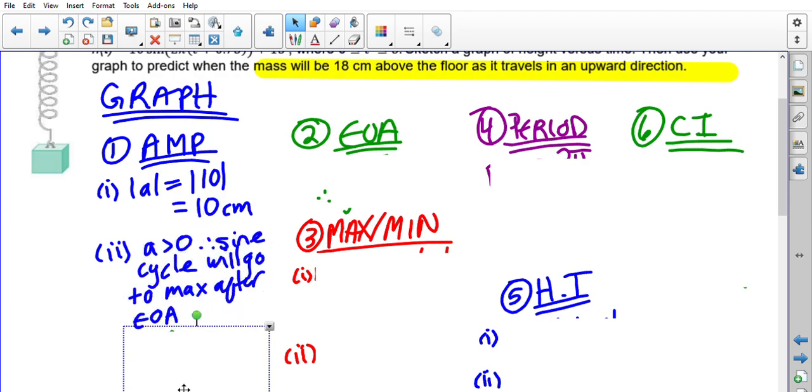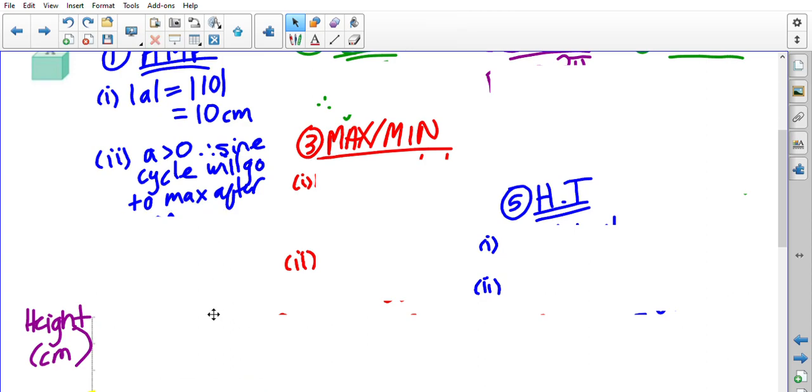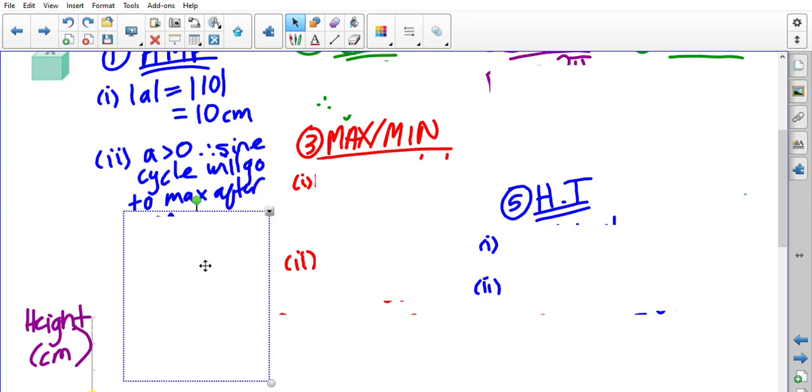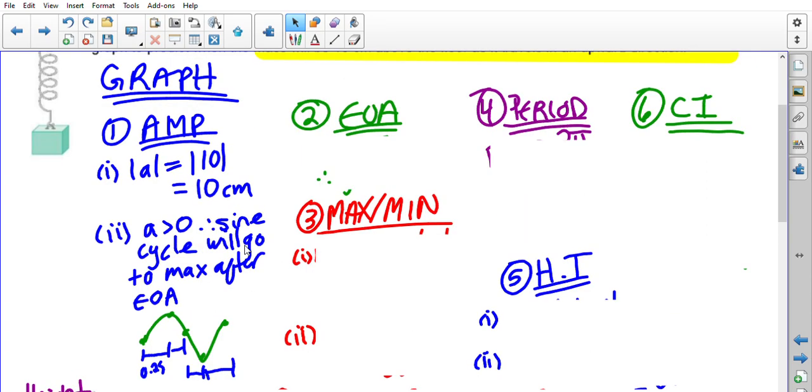Our A value is positive, so it means that our sine cycle will go to the max after the EOA. Okay, so it's going to start right there. It's going to have this green shape here, start at the EOA, max, EOA, min, EOA.